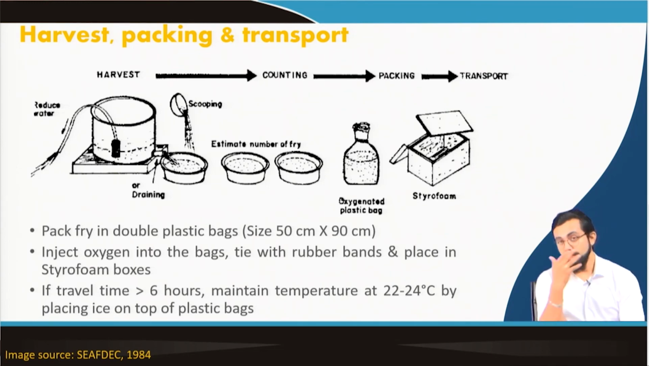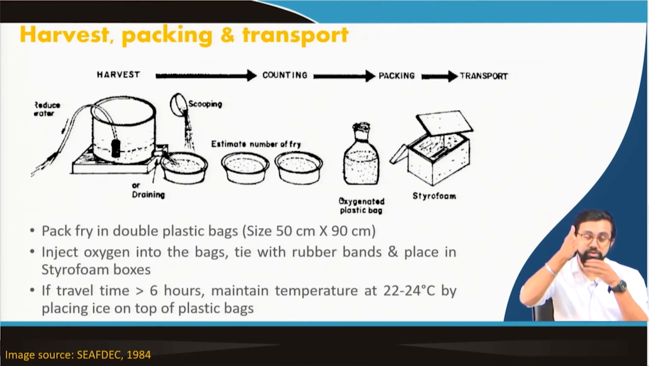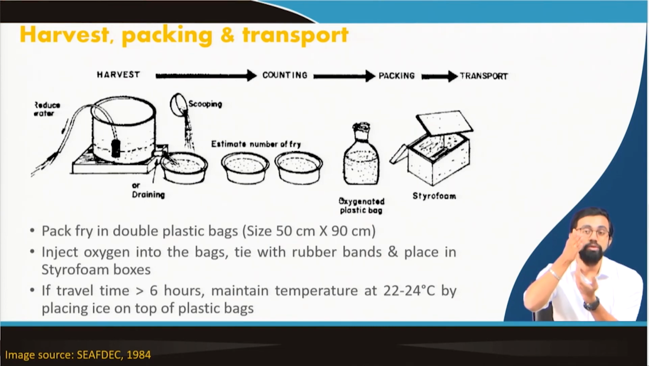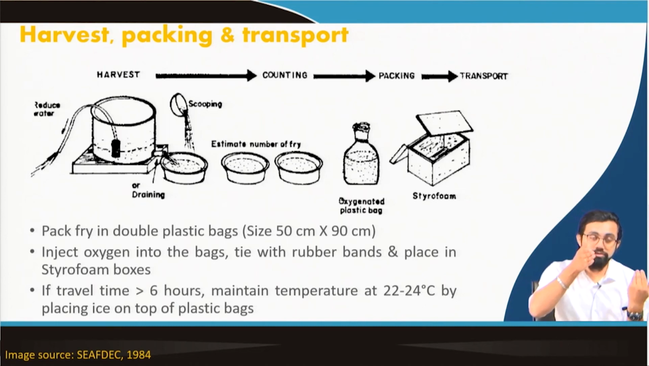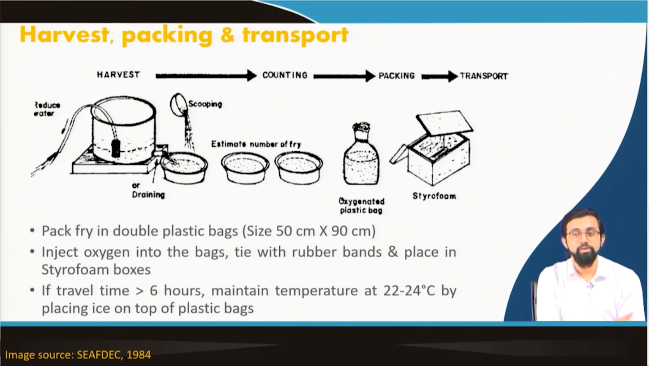So, you just put the water through it, and there will be a laser unit. So, it can easily count the number of fingerlings that crosses that particular boundary, and by means of which you can easily count the number of fingerlings of your farm. Then you pack them in oxygenated plastic bags and then transport them inside the styrofoam.